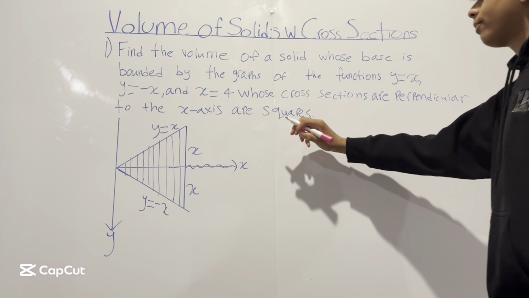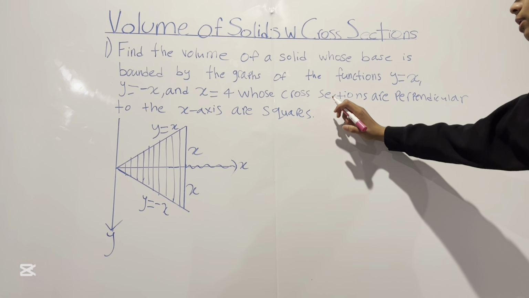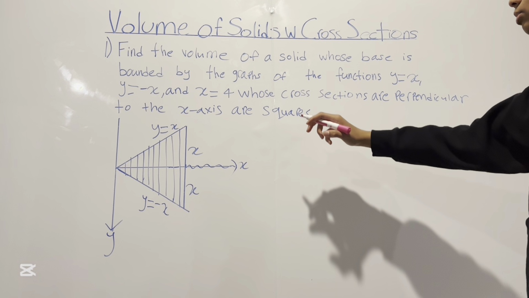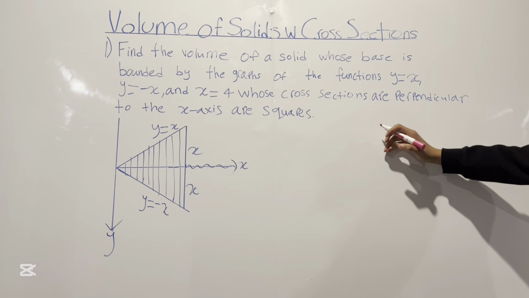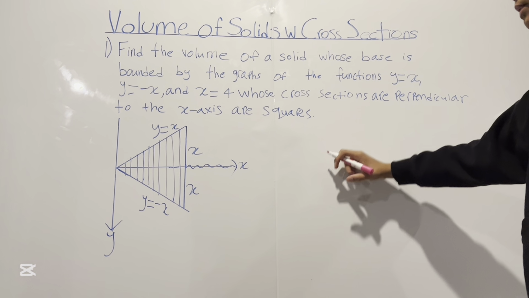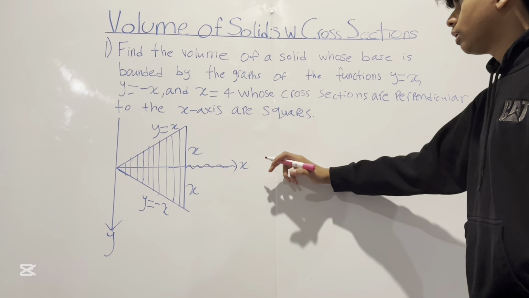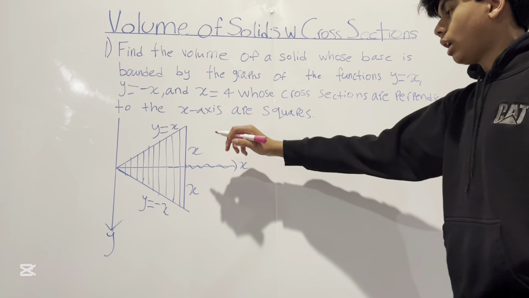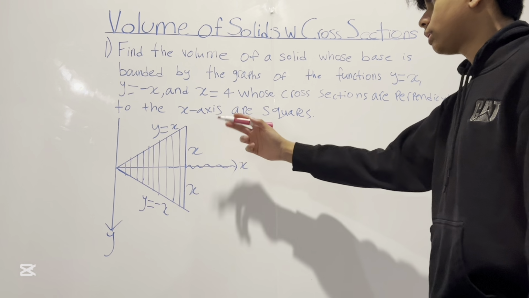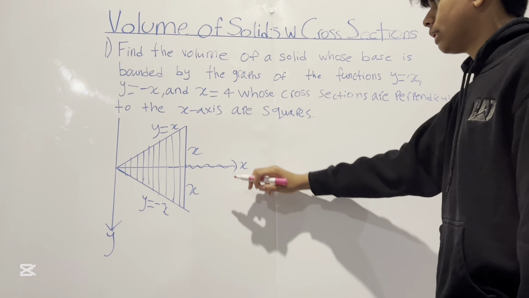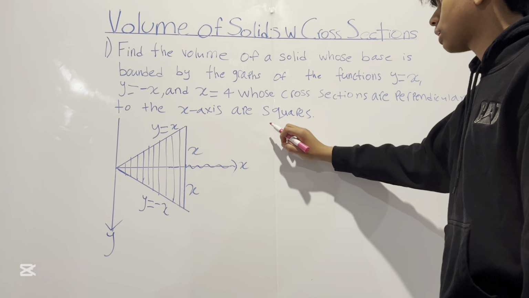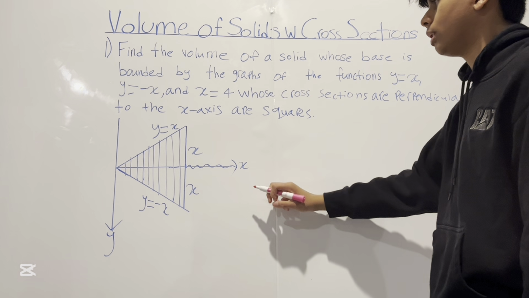So question 1 we have, find the volume of a solid whose base is bounded by the graphs of the functions y equals x, y equals negative x, and x equals 4, whose cross sections are perpendicular to the x-axis and are squares. So basically what we have to do is find the volume of the solid. When the cross sections are perpendicular to the x-axis, that means it's rotating about the x-axis. So it's going to form kind of like a cone if we were going to do circles. But since we're doing cross sections with squares, it's going to be sort of like a pyramid.